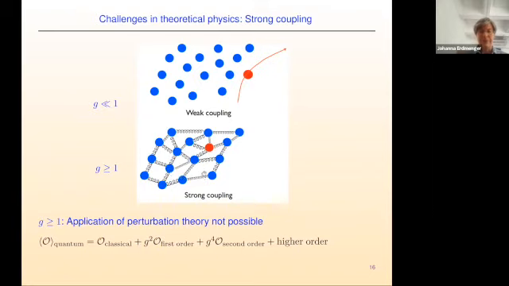This is a kind of challenge. I mean, it's also a challenge in theoretical physics to describe these strongly interacting systems. Okay, and this can arise in particle physics, in nuclear physics, in condensed matter physics.